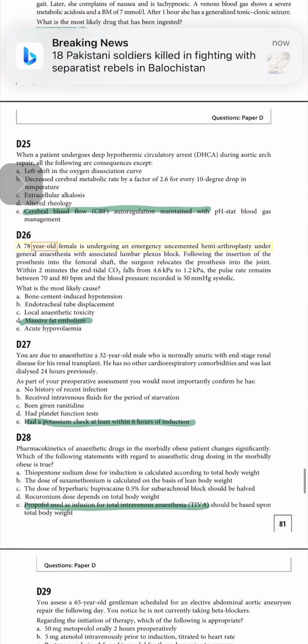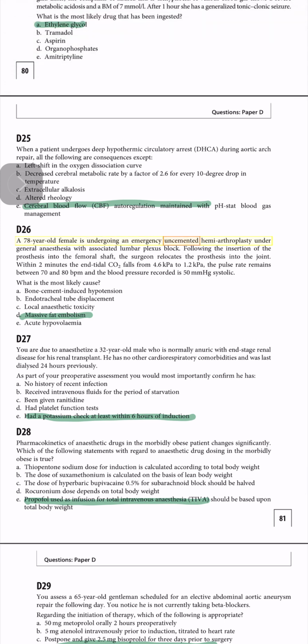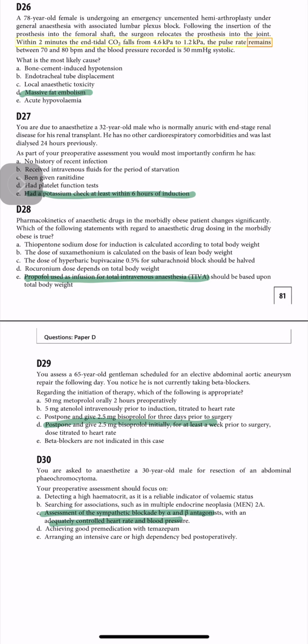D26. A 78-year-old female is undergoing an emergency uncemented hemiarthroplasty under general anesthesia with associated lumbar plexus block. Following the insertion of the prosthesis into the femoral shaft, the surgeon relocates the prosthesis into the joint. Within 2 minutes the end-tidal CO2 falls from 4.6 kPa to 1.2 kPa, the pulse rate remains between 70 and 80 bpm and the blood pressure recorded is 50 mmHg systolic. What is the most likely cause? A. Massive fat embolism. E.